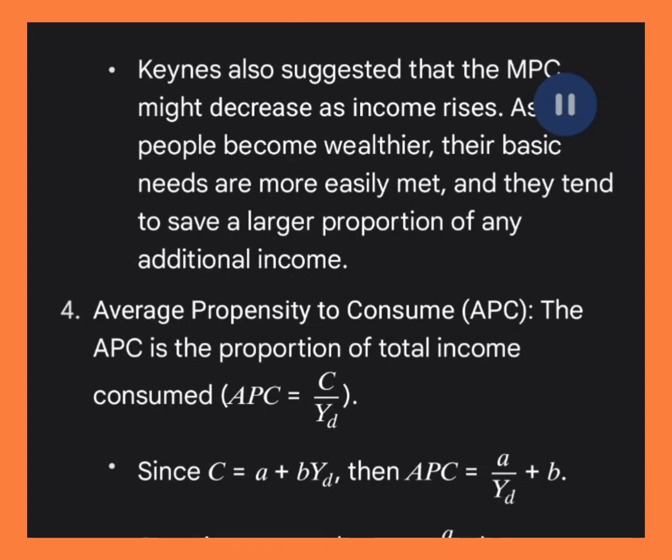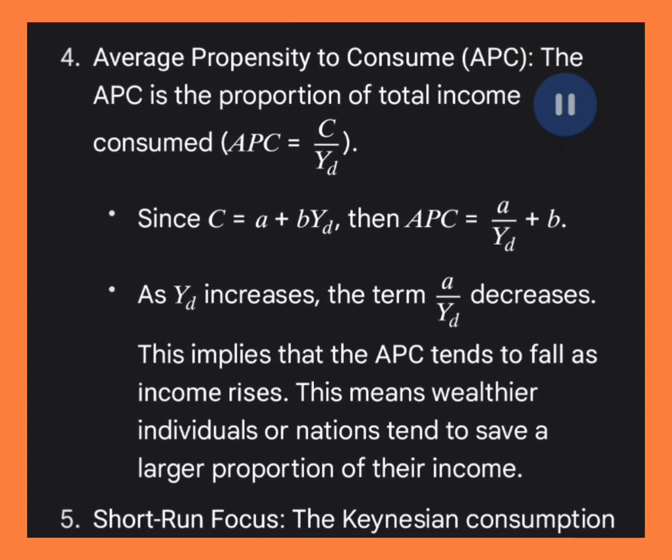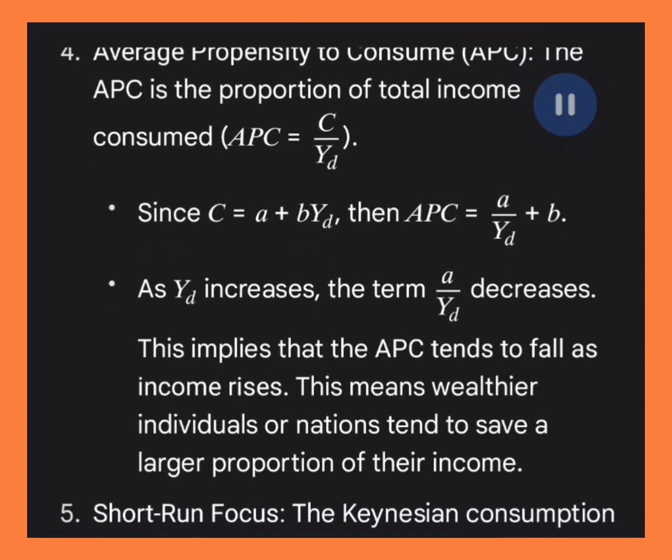4. Average propensity to consume, APC. The APC is the proportion of total income consumed. APC equals C over Y_D. Since C equals A plus B Y_D, then APC equals A over Y_D plus B. As Y_D increases, the term A over Y_D decreases. This implies that the APC tends to fall as income rises. This means wealthier individuals or nations tend to save a larger proportion of their income.